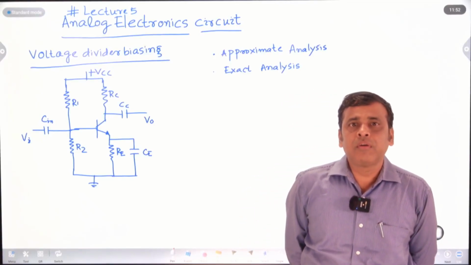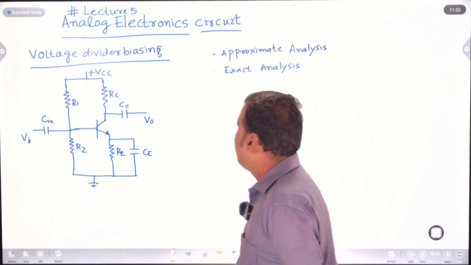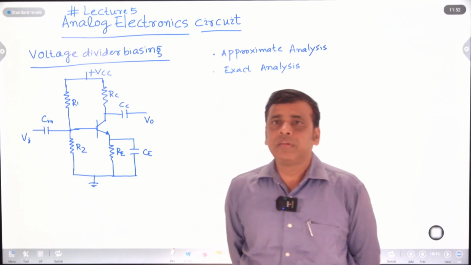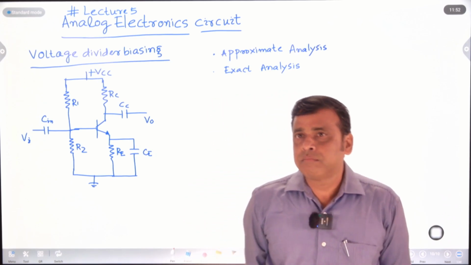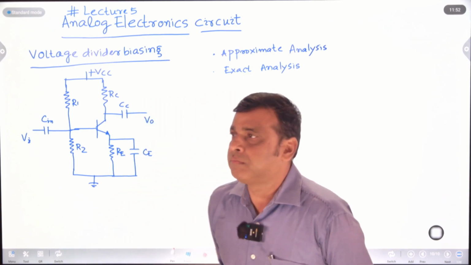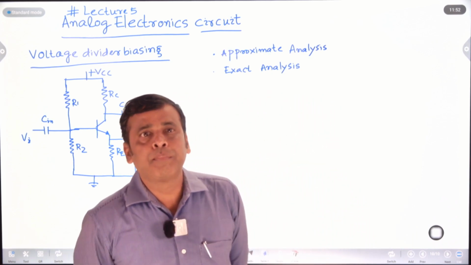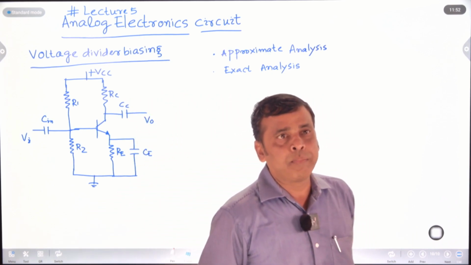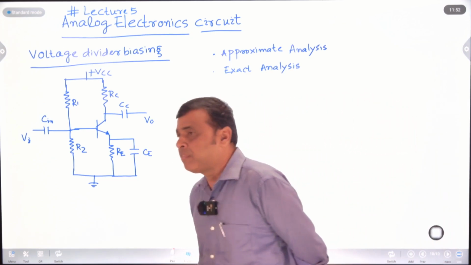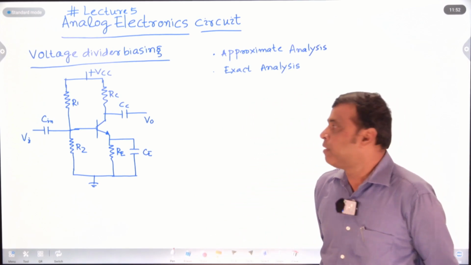Hello students, now we are going to discuss voltage divider biasing. Already I told you, in DC biasing of BJT, what parameters we will assume so that we will get an amplified output, means for faithful amplification. We have already described three biasing methods: fixed biasing, collector to base bias, and emitter bias.